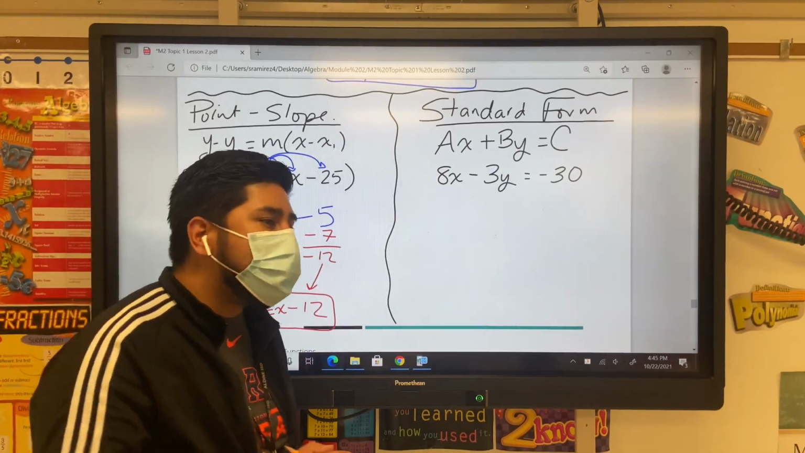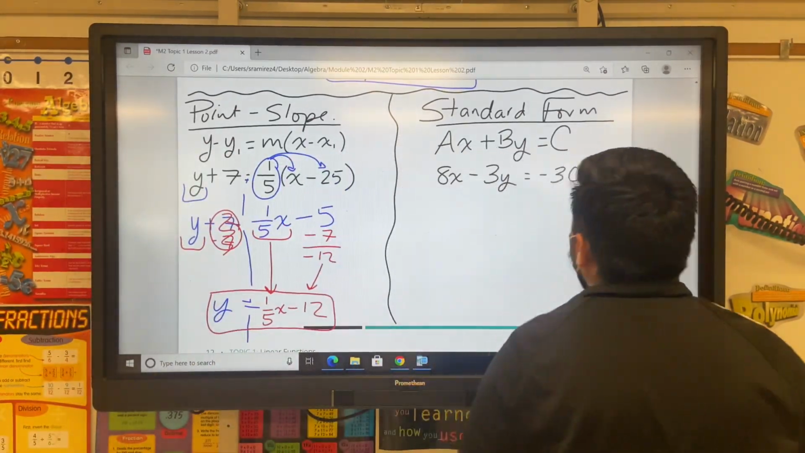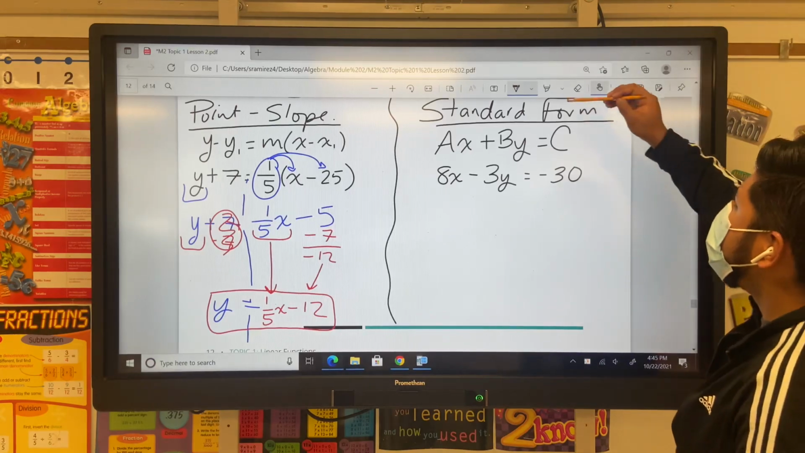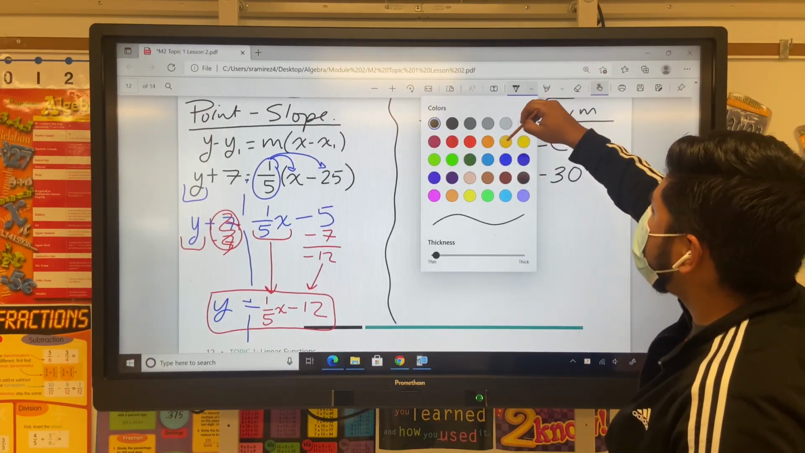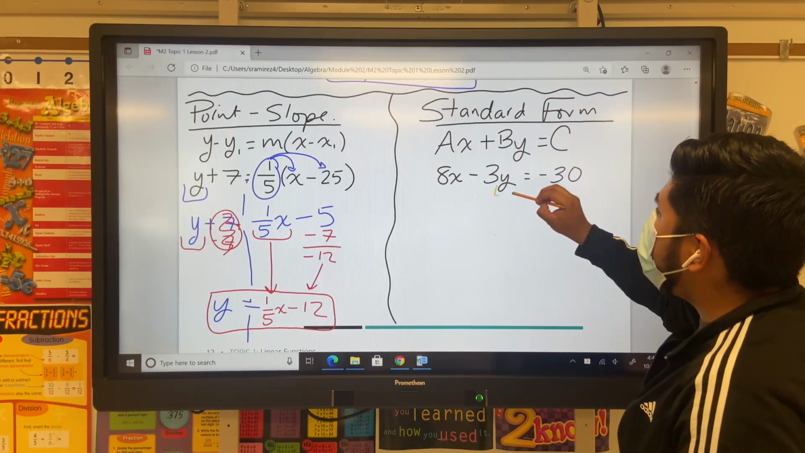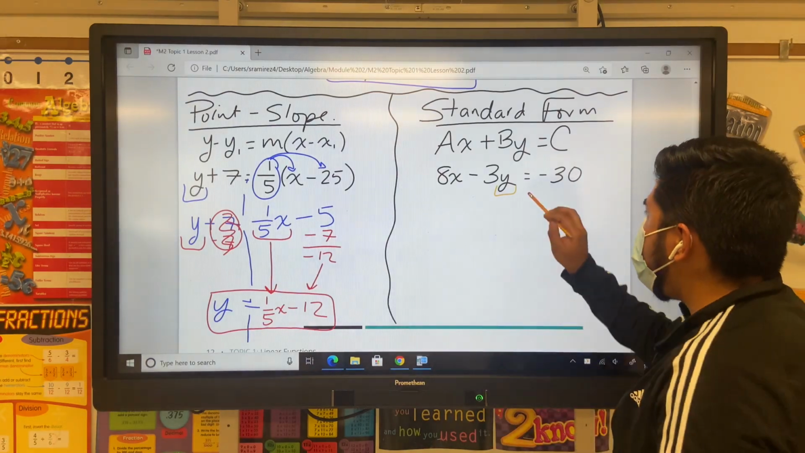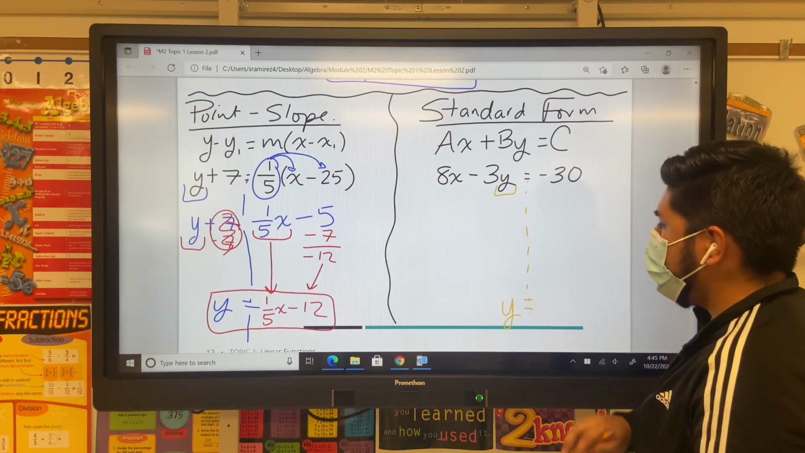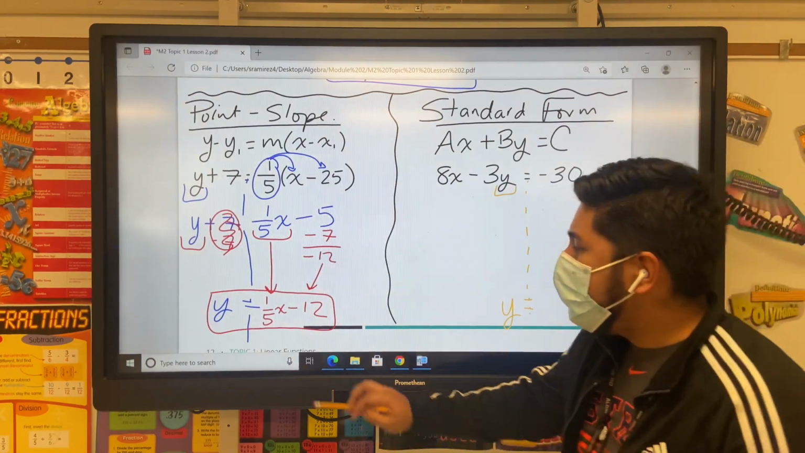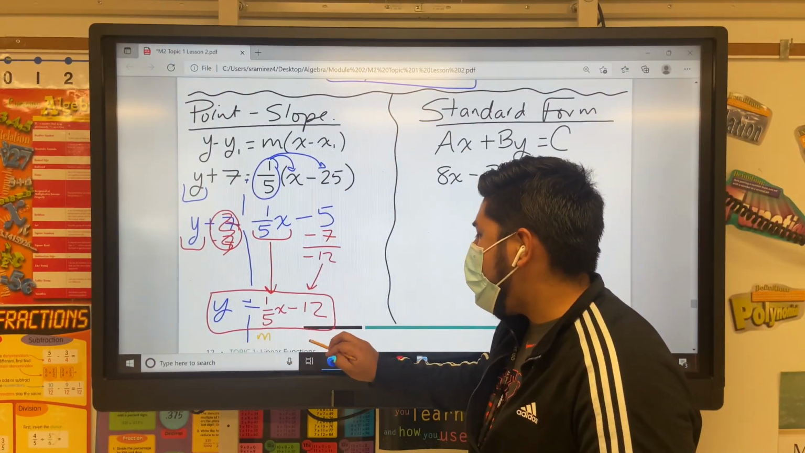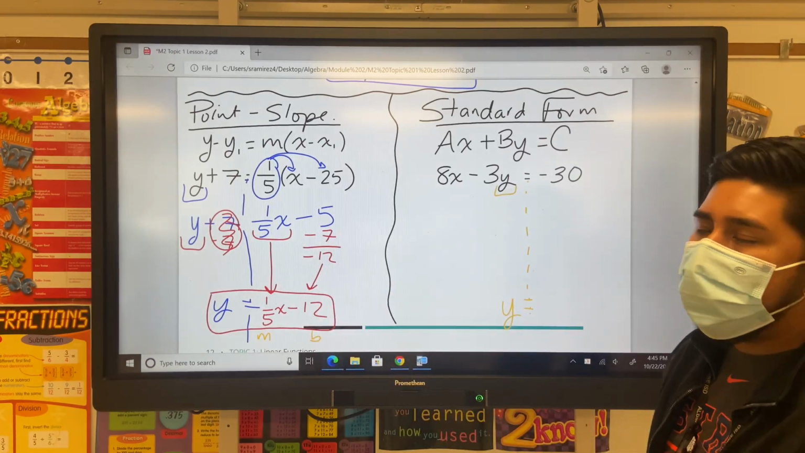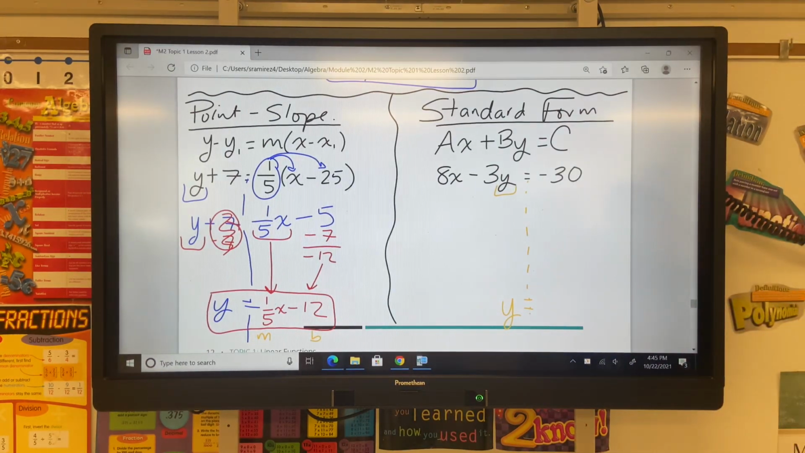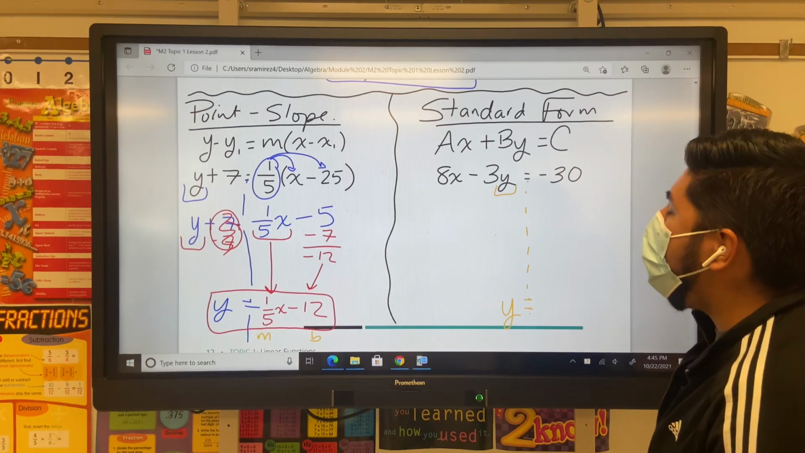I want to solve for y. I need to solve for y. I need this by itself so I can say y equals. I need it to say y equals. It must, because it makes it easier. I can label this m and b, and I have my slope and my y-intercept. Okay?